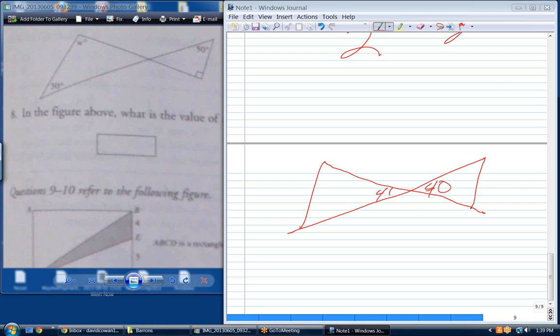That makes this 40, and then you have 30. So what's W? That's 70. So then you just need to say 180 minus 70, which is 110. Right. If you want to do good at geometry, be able to subtract from 180, because so many geometry problems are 180 minus something.